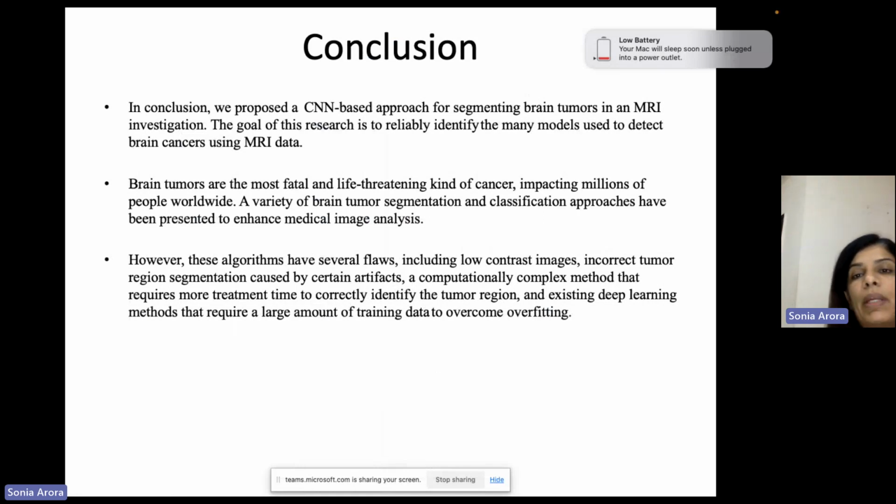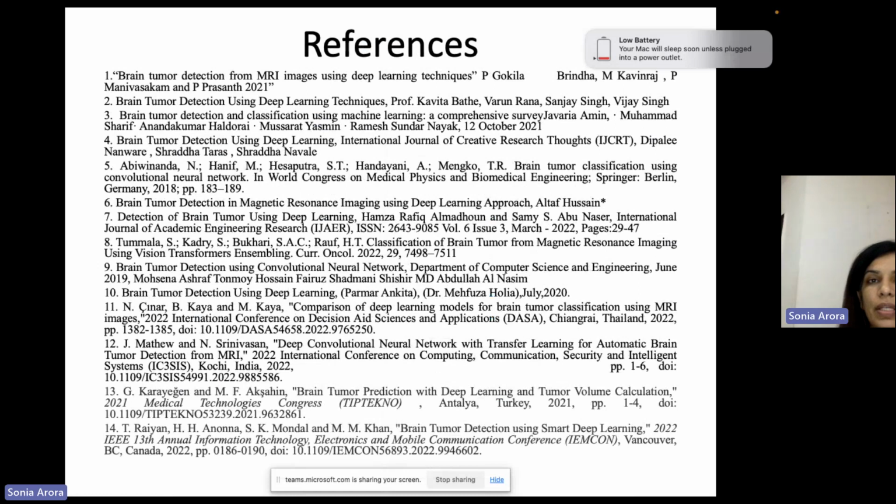A variety of brain tumor segmentation and classification approaches have been presented to enhance medical image analysis. However, there are lots of flaws in this, including low contrast images, incorrect tumor region segmentation caused by certain artifacts, computationally complex methods that require more time to correctly identify the tumor region, and existing deep learning methods that require a large amount of training data to overcome the overfitting problem. So for this paper, we use the following references.